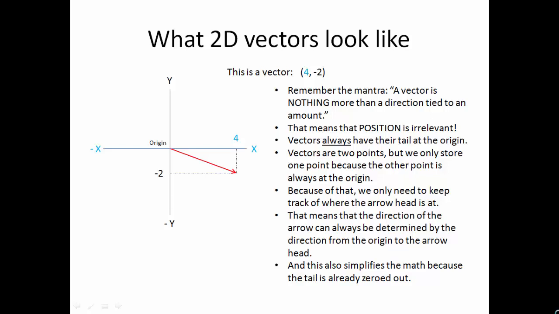However, vectors are 2 points, even though we only store one of the 2 points. Keep that in mind. The second point, the point of the tail, is always assumed to be at the origin. So you can't really have an arrow unless you've got 2 points. And even though we don't specifically say what the second point is, just know that that second point is always the origin. Because of that, we only need to keep track of where the arrowhead is at. That means the direction of the arrow can always be determined by the direction from the origin to the point of the arrowhead. This also simplifies the math because the tail is already zeroed out, whereas if you had the vectors positioned someplace else, a lot of times you would still have to move it back to the origin to do the math.